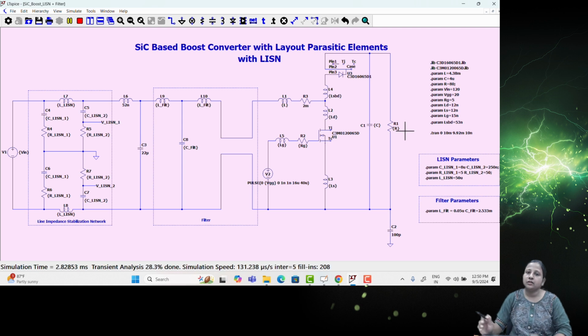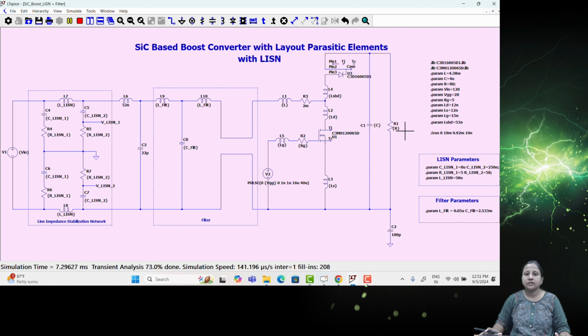You can also refer to the lecture where I have discussed these different filter stages. I have discussed in detail which part is with respect to conducted EMI and which one is for differential mode EMI. These different parts are discussed in detail. You can refer back to that, then come back to this simulation, and accordingly add the filter. You may also select the GaN switch, right?